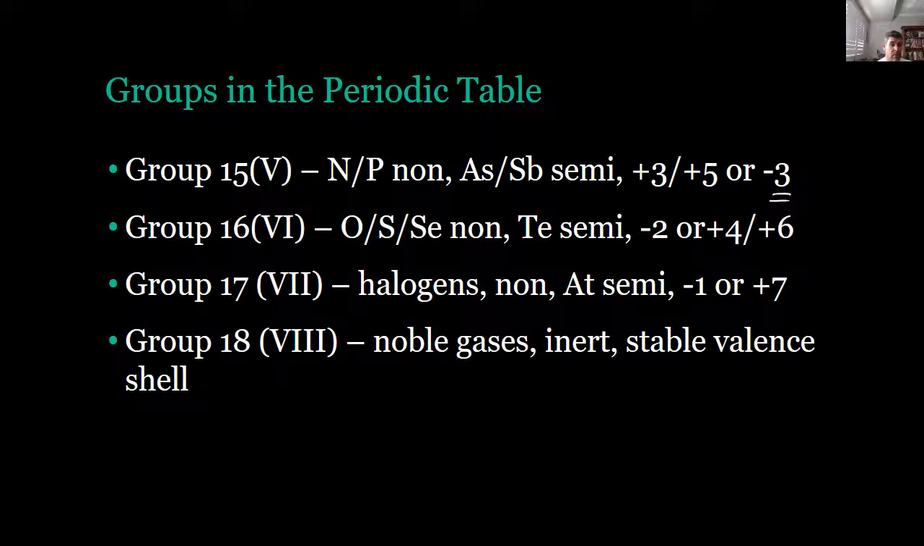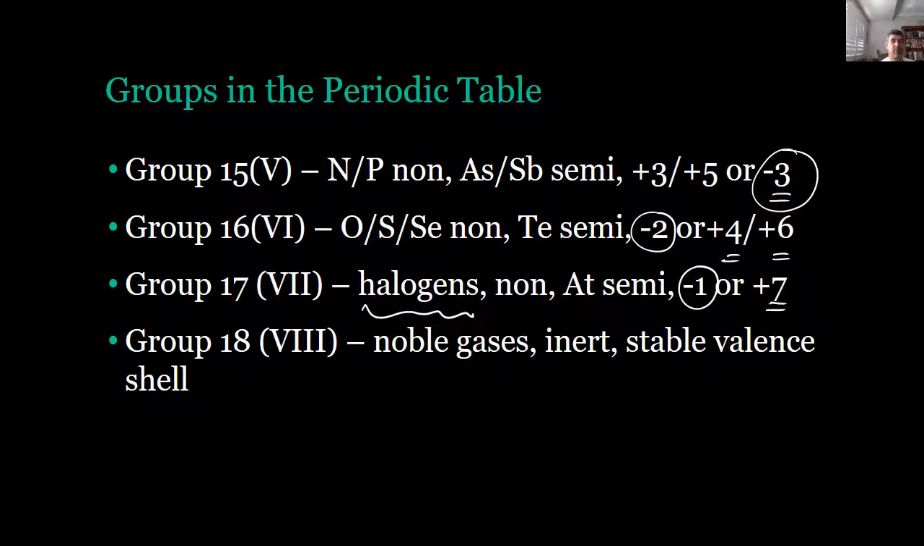In group 16, or group 6, we have oxygen and sulfur, as well as selenium, which are non-metals, and tellurium, which is a semi-metal. These tend to be more likely to have a -2 valency, particularly for ionic substances, but they can form +4 or +6 depending on the arrangement and which other atoms they're surrounded by. Group 17 are also known as the halogens. These are pretty much all non-metals, although astatine sometimes gets classified as a semi-metal, and their most common valency is -1, but again, they could also have a +7 valency.